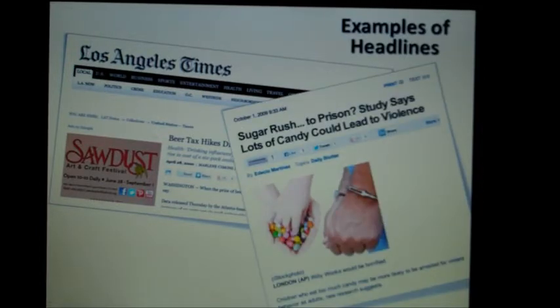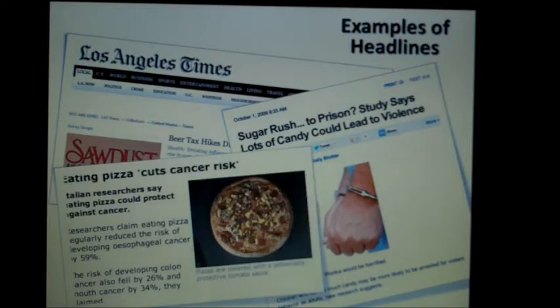Sugar rush to prison. Study says lots of candy could lead to violence. Now I personally love candy. I eat probably way more of it than I ever should. But I've never been arrested, knock on wood, right, for any kind of violent behavior as an adult. And this article says that children who eat too much candy might be more likely to be arrested for violent behavior as adults. Now there are probably quite a few other factors at play here, but this headline implies that candy causes violence.